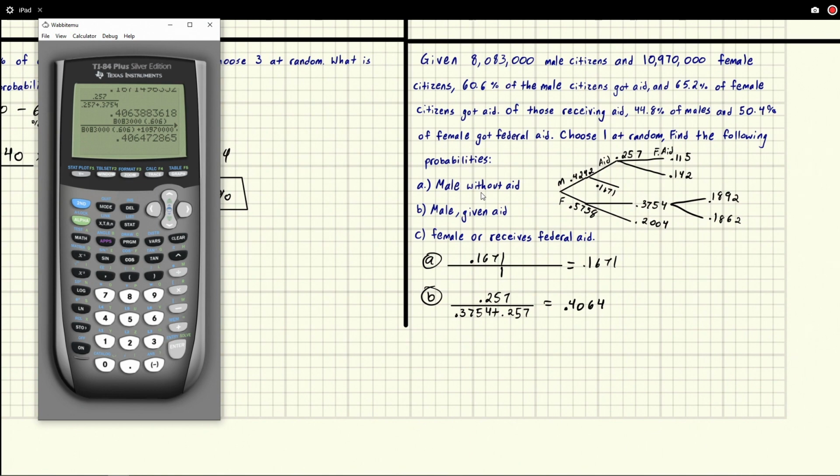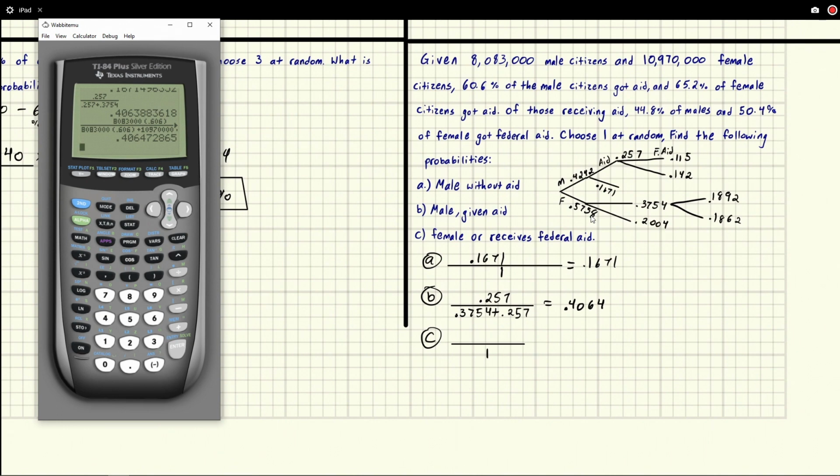All right, now C. All right, so female or receives federal aid. So we've got an or probability here, but we've got no givens, which means that our sample size is once again everyone. It's all the males and all the females. So that's going to be everyone on the bottom. So that's just one. That's everyone. And then we want female. Well, there's 0.5758 that are female.